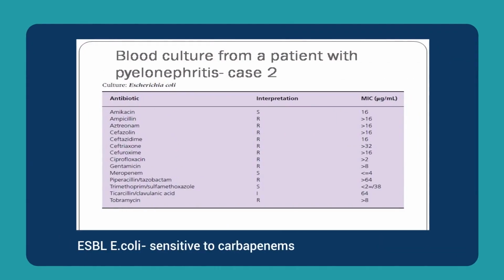Another similar report of another patient with pyelonephritis. Susceptibilities are slightly different. If you look here, this is an isolate which is resistant to ampicillin, aztreonam, cefazolin, ceftazidime, ceftriaxone, cefuroxime. Basically all third generation cephalosporins as well as aztreonam, but it is sensitive to meropenem. So this is likely an extended spectrum beta-lactamase producing E. coli which is resistant to all the third generation cephalosporins, but here you can go ahead and use carbapenems.